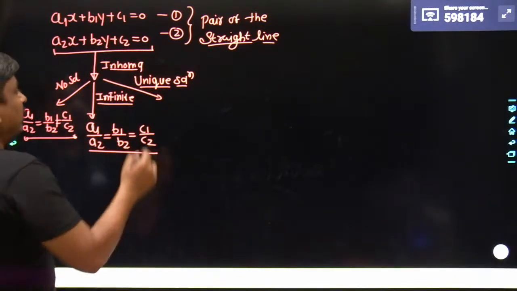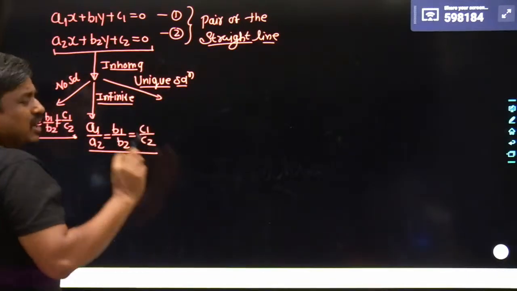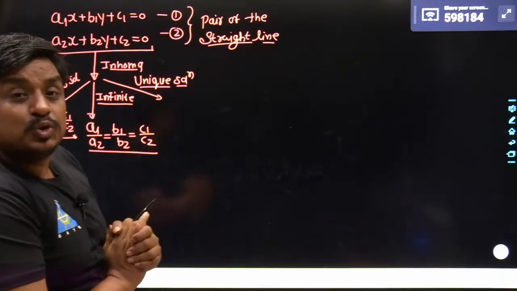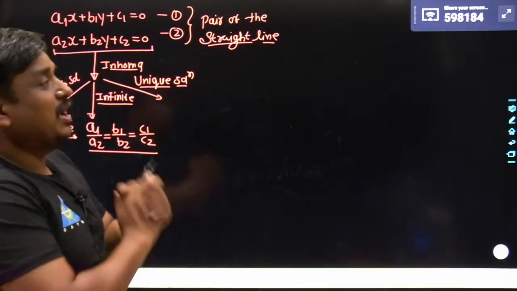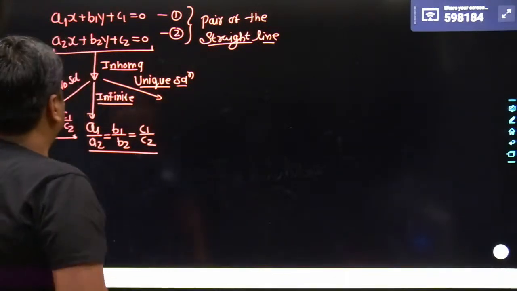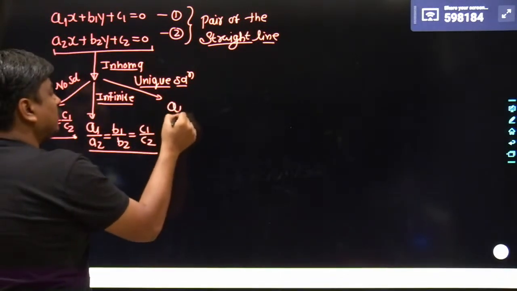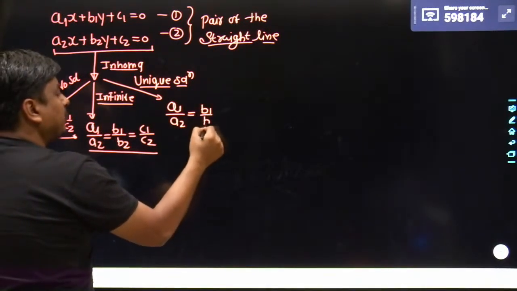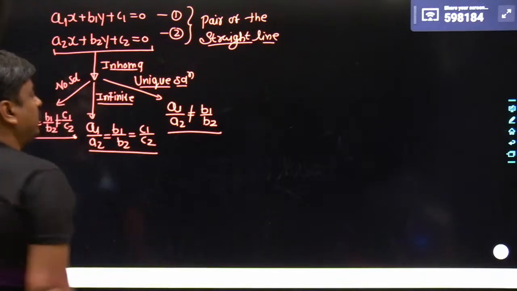And similarly, when would it be the unique solution, my dear friend? If you have made sure that both of these straight lines have two distinct slopes, by default they are going to intersect somewhere uniquely. So for that you just have to ensure A1 versus A2 should not be equal to B1 versus B2.